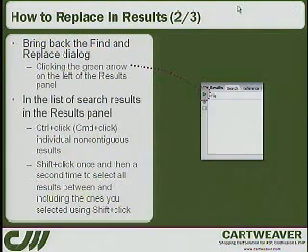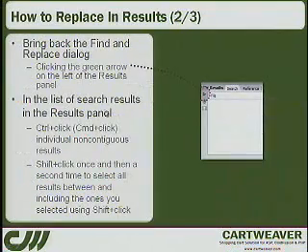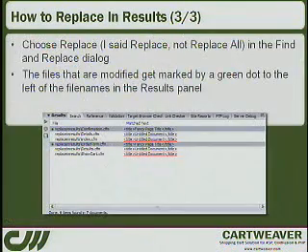Then you want to bring back your find and replace dialog by clicking the little green arrow in the results panel. And then when you have your list of results, you would control click individual non-contiguous files, or shift click in order to get the first file and then click on the second file and it gets everything in between. And then you will choose replace. And I said replace. I did not say replace all. So if you choose replace all, it's your own fault. Don't come crying to me.